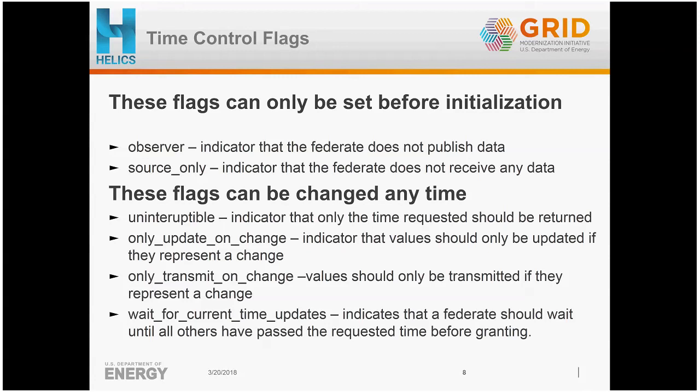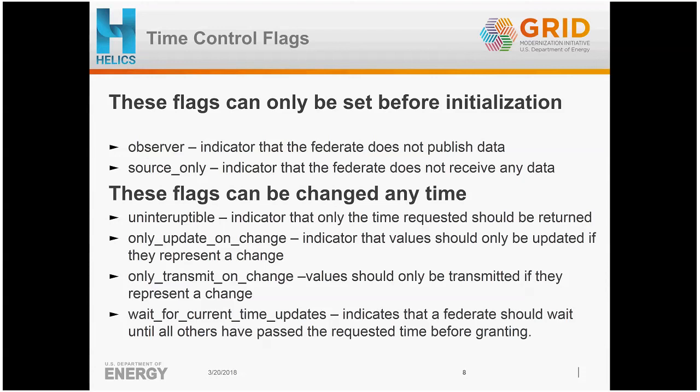The uninterruptible flag is an indicator that only the time requested should be returned. Ordinarily, Helix can return a time earlier than what is requested if updated values or messages are available, so the uninterruptible flag will prevent any interruptions from occurring. The only update on change and only transmit on change flags are basically change detection. This change detection does not have a limit value. It's basically a binary equivalence, indicating that values should only be updated, or only transmitted, if they represent a change.